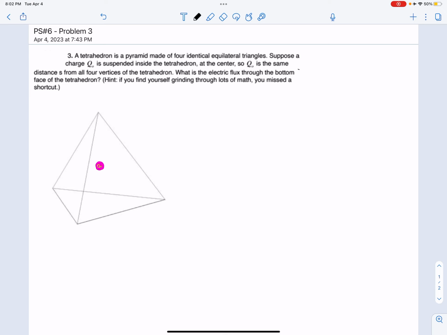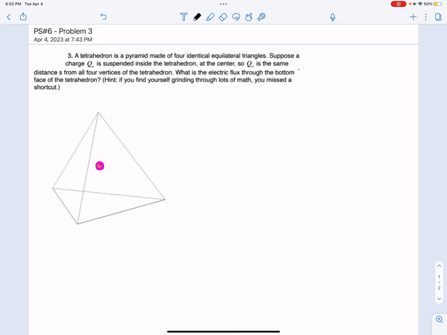Okay, so I drew a picture of our problem. We've got a tetrahedron here, where all sides are equal length. This side, this side, this side, and that side, they're all equal length. We've got 4 faces: face 1, face 2, face 3, and the base, face 4.